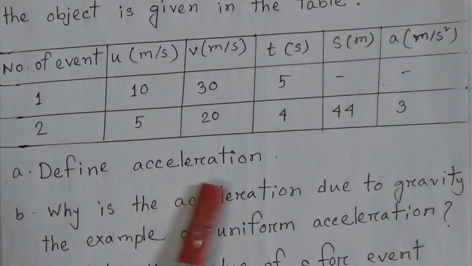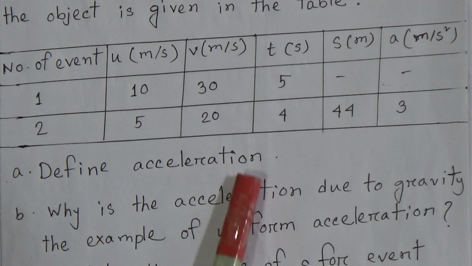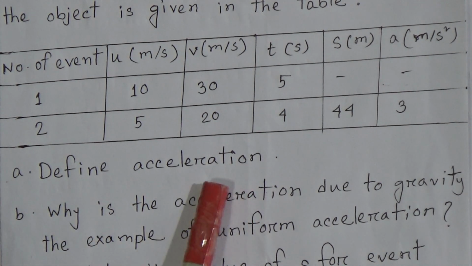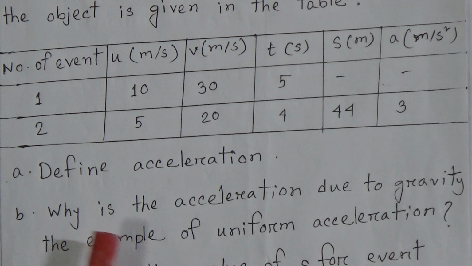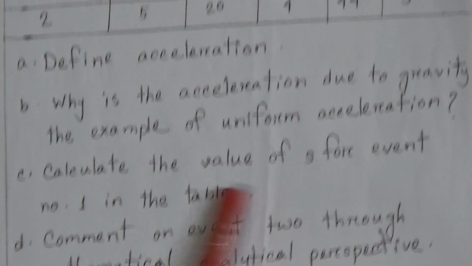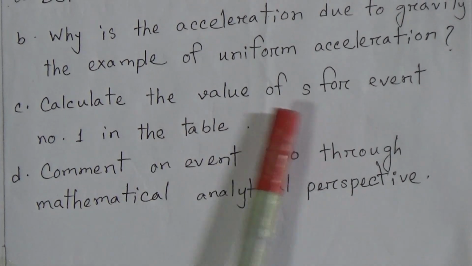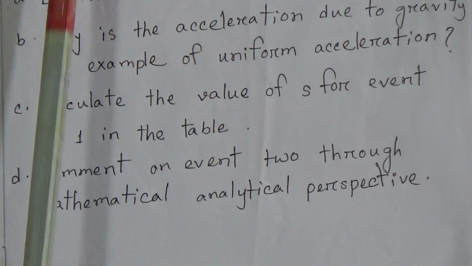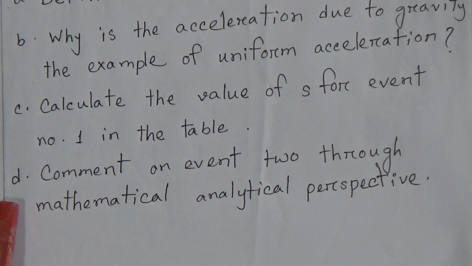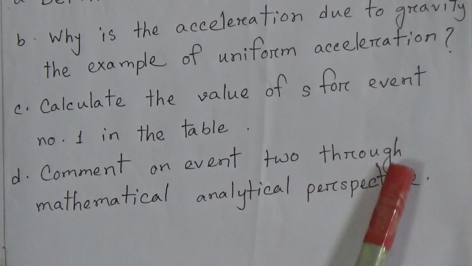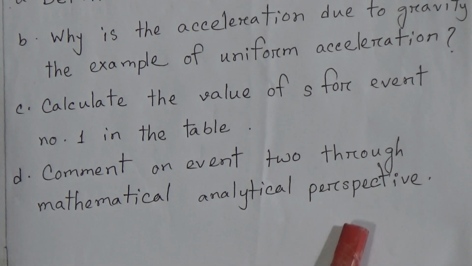Question A, define acceleration. At first we have to give the definition of acceleration. Question B, why is the acceleration due to gravity an example of uniform acceleration? Question C, calculate the value of s, that means distance, for event number 1 in the table. My dear students, in question C, we have to find out the distance s for event number 1. And question D, comment on event 2 from a mathematical analytical perspective.